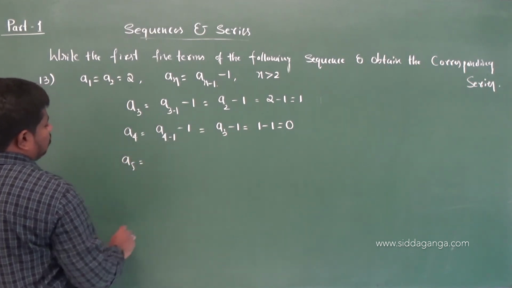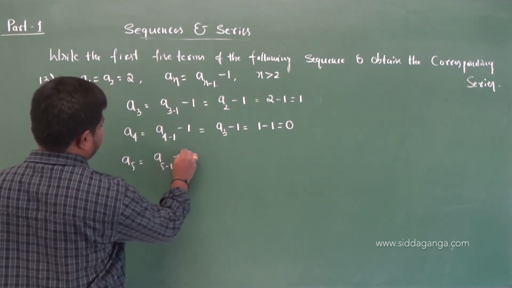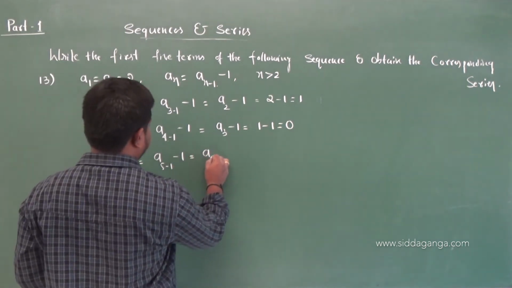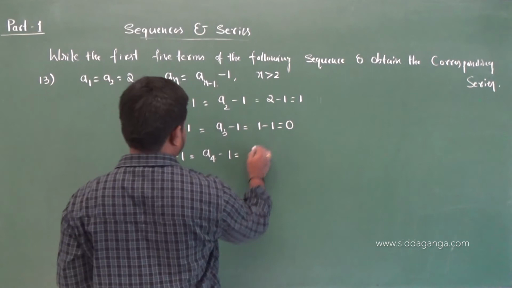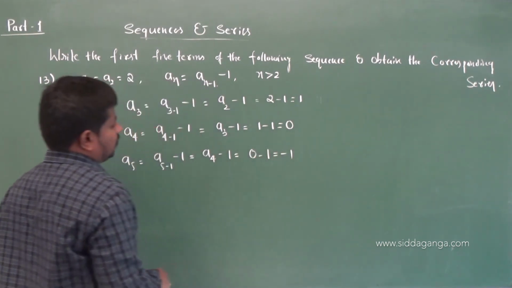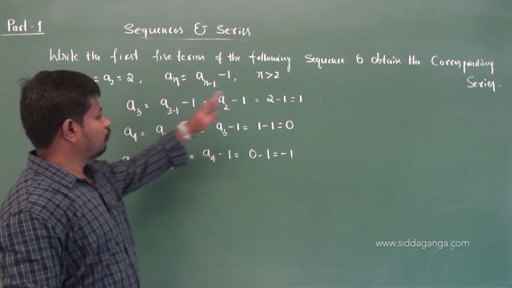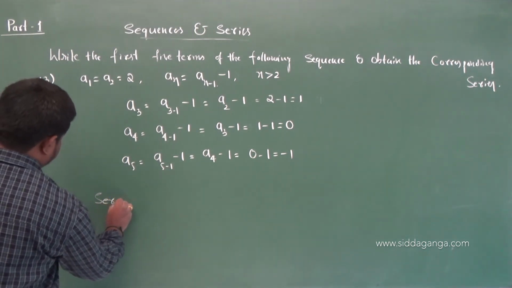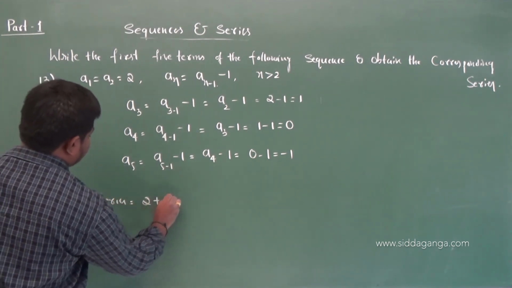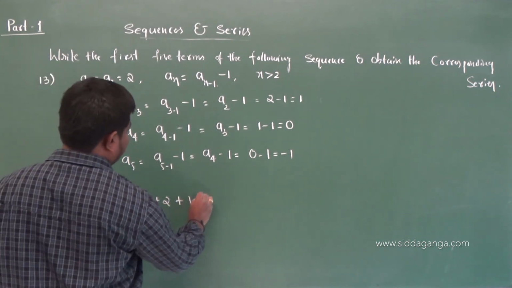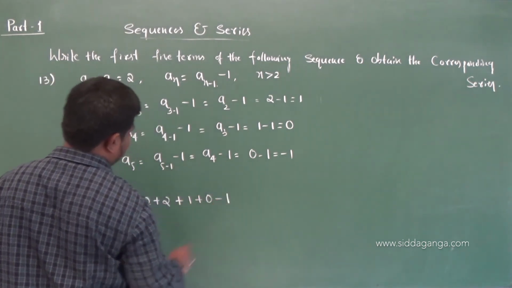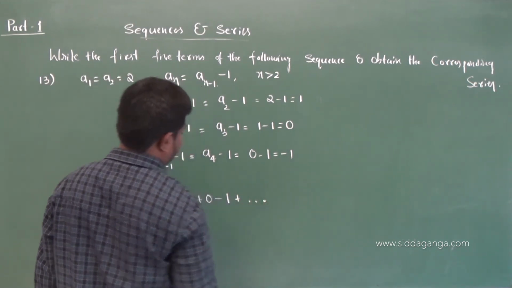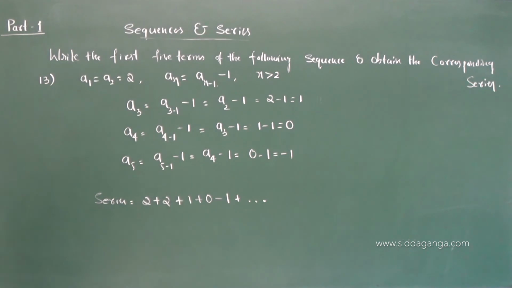And a5 is equal to a5 minus 1, that is a4 minus 1. a4 we have 0, 0 minus 1, that is minus 1. So the first 5 terms are 2, 2, 1, 0, minus 1. The corresponding series is given by 2 plus 2 plus 1 plus 0 plus minus 1 and so on. This is your corresponding series whose nth term is an minus 1 minus 1.